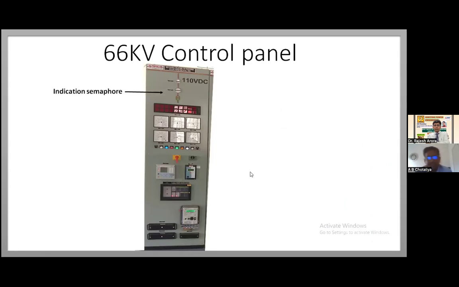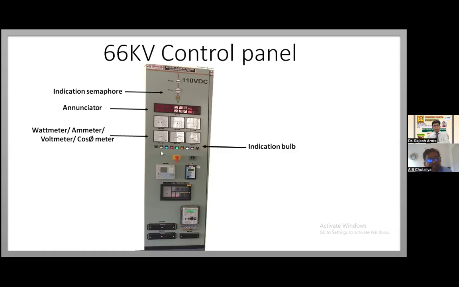Firstly, there is the semaphore, which indicates breaker on or off position. Then there is the annunciator. If something happens in our system, then the annunciator will annunciate that these things are happening. Then these are the meters to monitor the power transfer. Then these are the indicating lamps which indicate some of the parameters of the transmission system, breaker conditions and others.